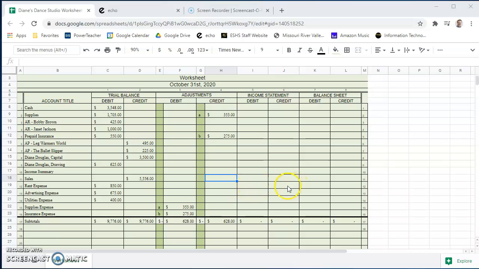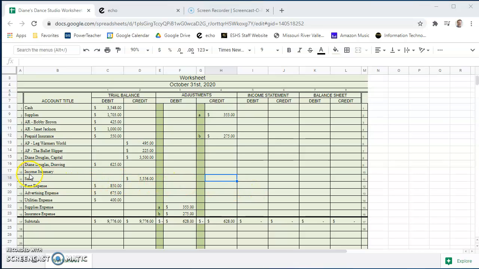So when we left off in part 1, we had just recorded adjustments for this worksheet. We are now going to continue to the right of the worksheet, and we're going to work with the income statement and the balance sheet. First, let's talk about the income statement because it is the next one to the right. The income statement is where all of your revenue and expense accounts go.